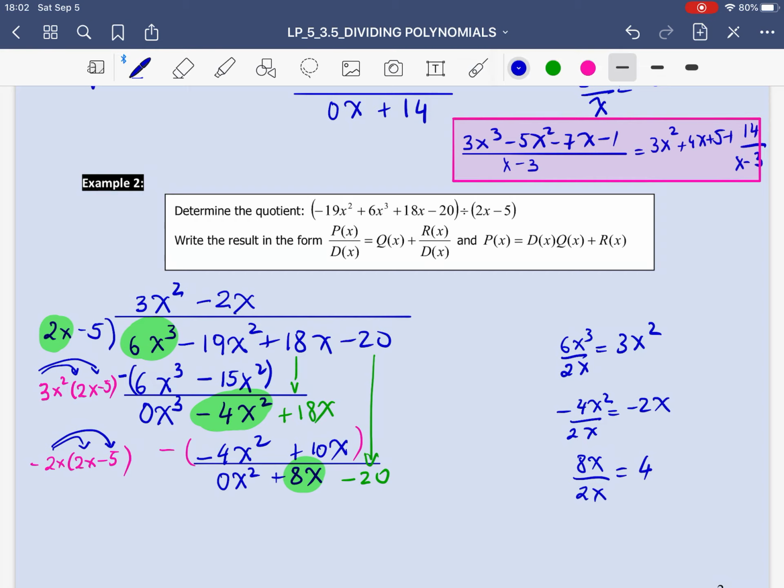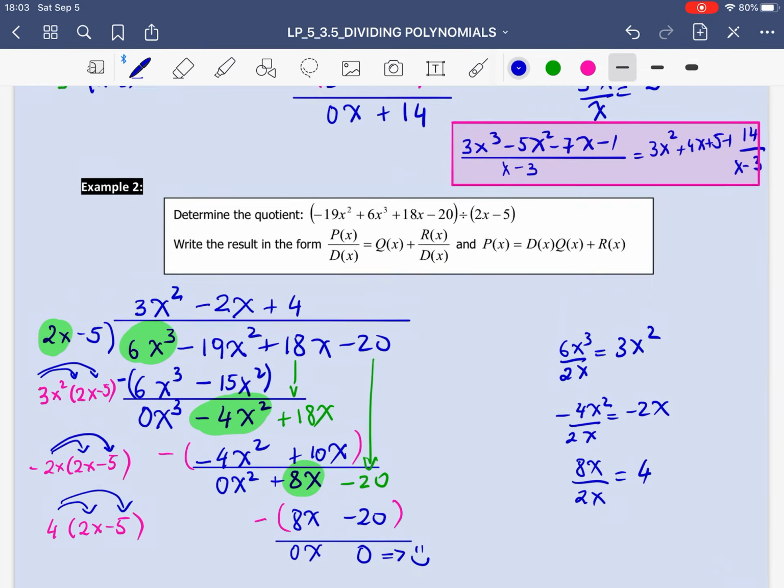So we're going to say that 2x into 8x is 4, and we're multiplying now 4 by 2x minus 5, and that will give 8x minus 20. Here, draw the line again, and then take away 8x minus 20, and we have 8x minus 8x, 0x, negative 20 minus negative 20. Oh, that's 0. So we have no remainder here.